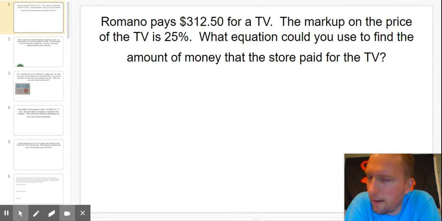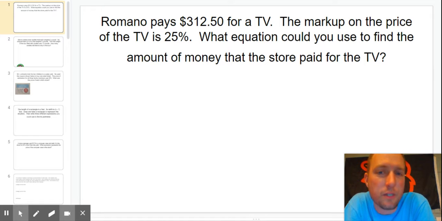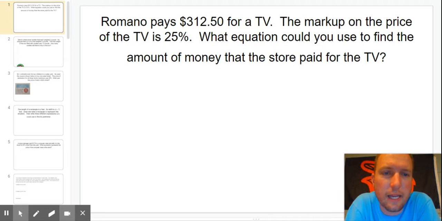We have a problem here. It says Romano pays $312.50 for a TV. The markup on the TV is 25%. What equation could you use to find the amount of money that the store paid for the TV?